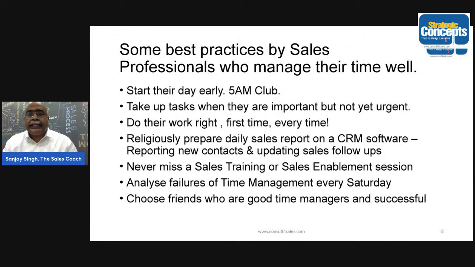Now, let me quickly discuss some of the best practices by sales professionals who manage their time well. The first one, of course, is very important.